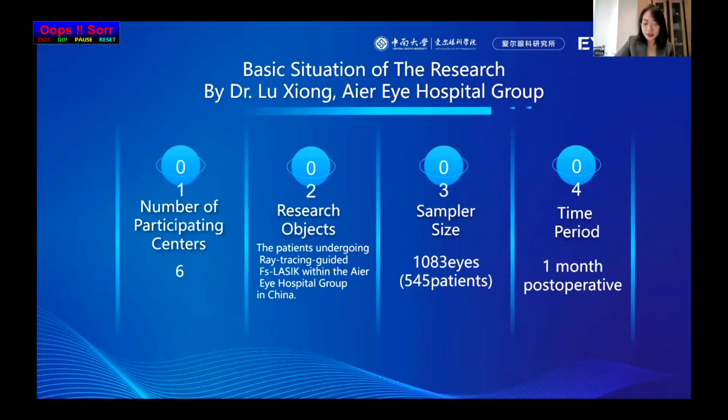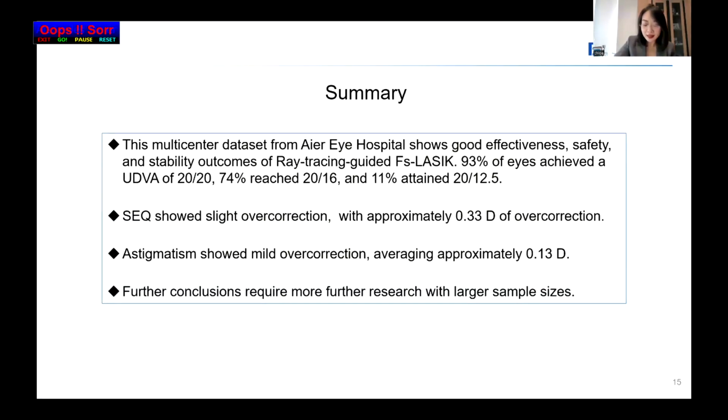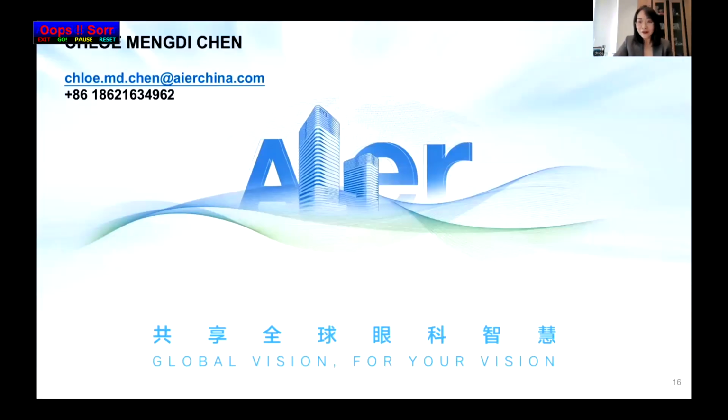In the 6-center research, with 1,083 eyes treated, the 20/20 rate was 93%, and the 20/16 rate was 74%. There was only a mild increase in overcorrection of approximately 0.33D, which is believed to be due to patient accommodation during the setup testing. These results are reflective of early adoption by the world's largest market and may improve as experience with the technology improves. Thank you very much for your attention.